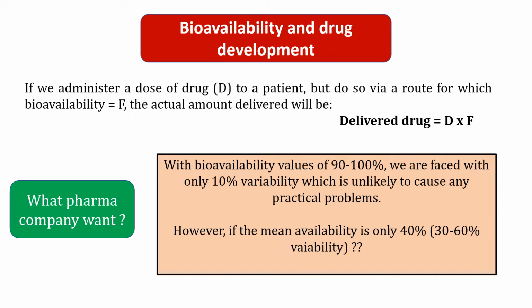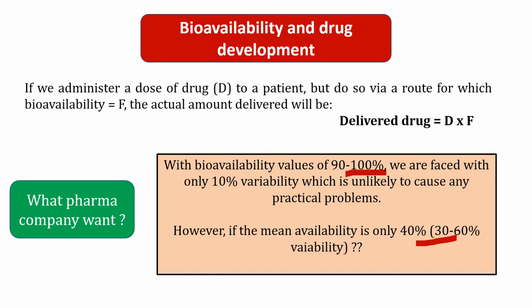Next, about bioavailability in drug development. Suppose we have a drug dose D, and a route for which the bioavailability is F, then the actual amount delivered will be D times F. For example, with bioavailability values like 90 to 100%, we are faced with only 10% variability, which is unlikely to cause any practical problem between two drugs, or in the variability seen between two patients.